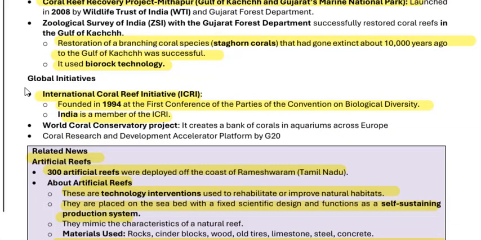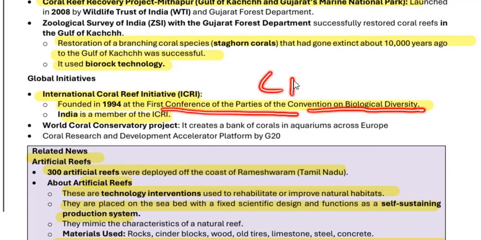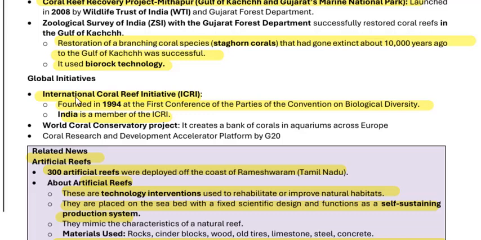Next is the Global Initiative, the International Coral Reef Initiative, founded in 1994 at the first Conference of Parties of the Convention on Biological Diversity, that is CBD. India is a member of ICRI, that is the International Coral Reef Initiative. World Coral Conservatory Project, this is conservatory in nature. So what will they do? They will create a bank of coral in the aquariums across Europe. Next is the Coral Research and Development Accelerator Platform by G20.